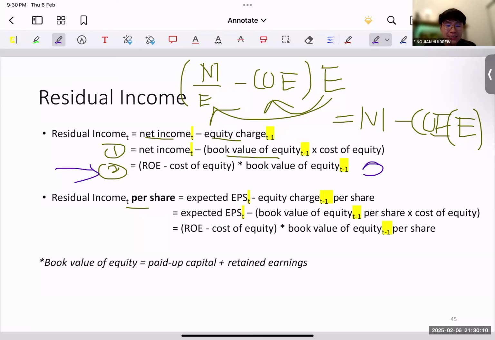There are some small highlights I want to point out: please make sure you use the right period when determining the equity. Your net income will be in the current period. Your equity is always one period behind. That's because the cost is relating to the equity that is one period behind, right? That will give you your current period's net profit. That's why the book value of equity is always T minus 1.